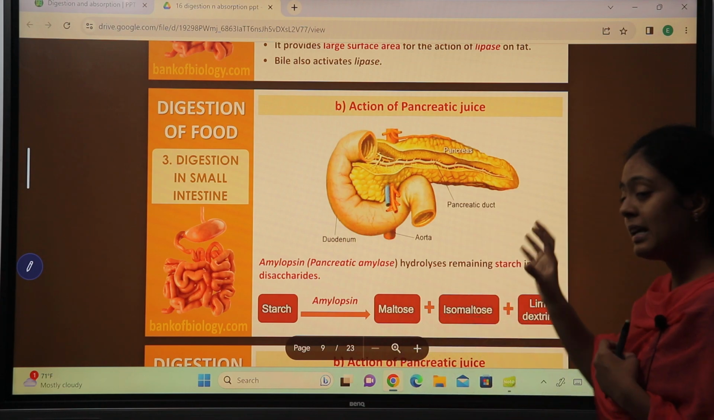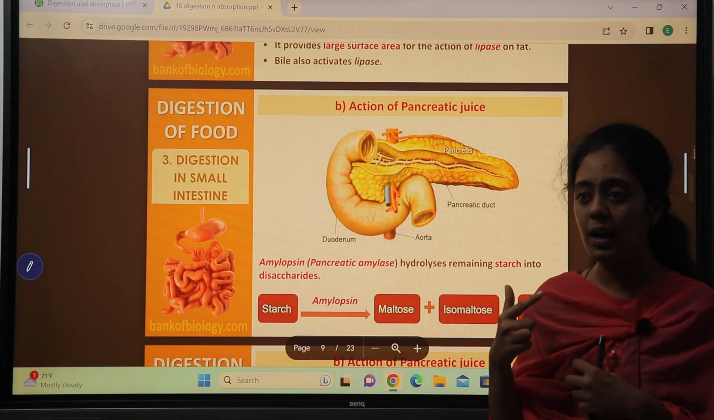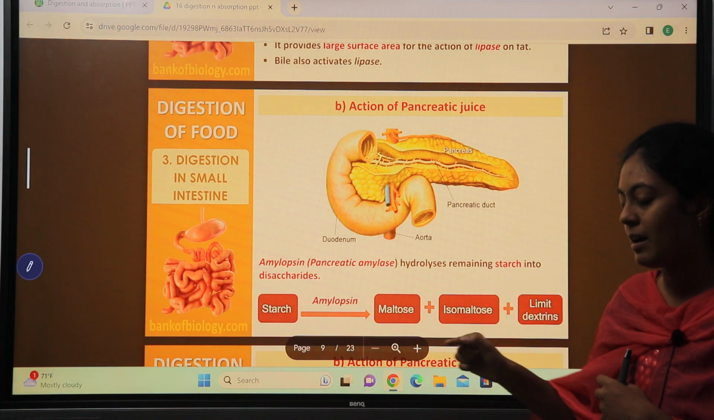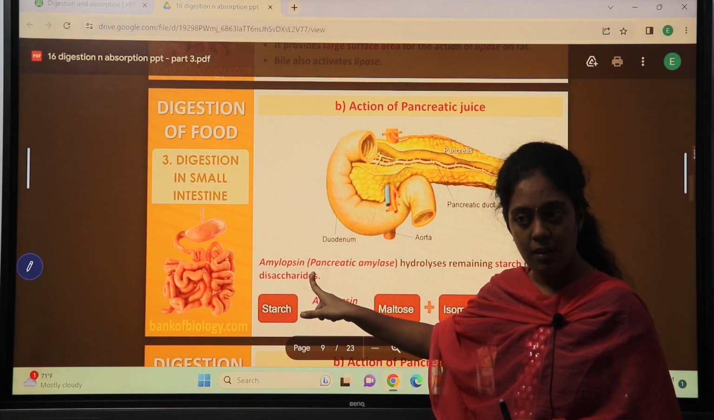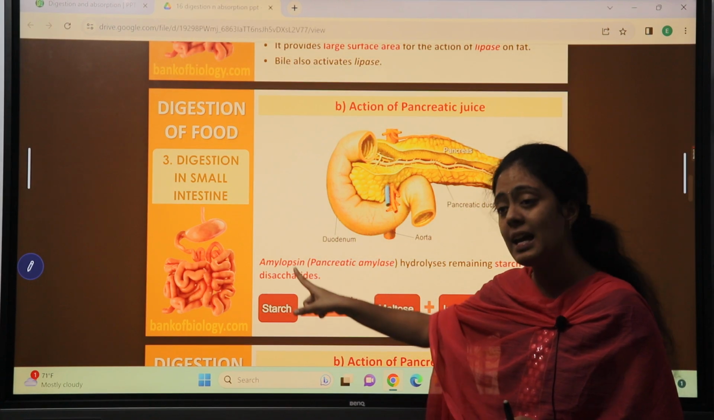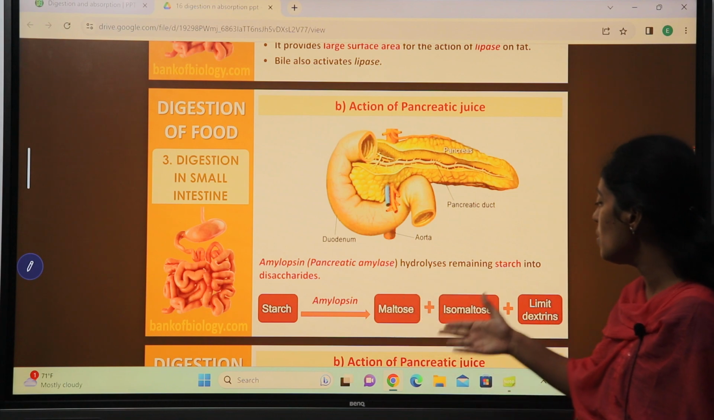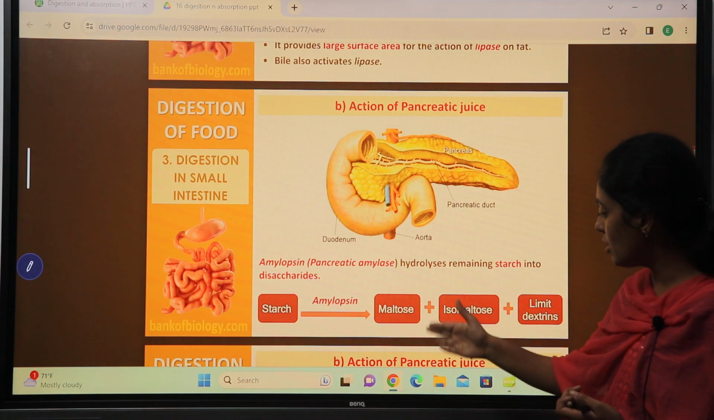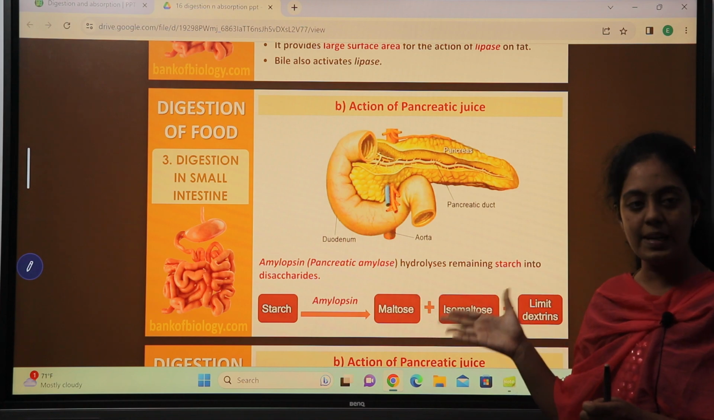There are two amylases in your digestive system. One is salivary amylase, also called ptyalin. In yesterday's class we discussed that, correct? The other is pancreatic amylase, called amylopsin. What is the name for salivary amylase? Ptyalin. What is the name for pancreatic amylase? Amylopsin. So what does it do? The same thing. It converts starch into maltose, isomaltose and dextrins. Maltose and isomaltose are disaccharides, dextrin is a monosaccharide, starch is a polysaccharide.